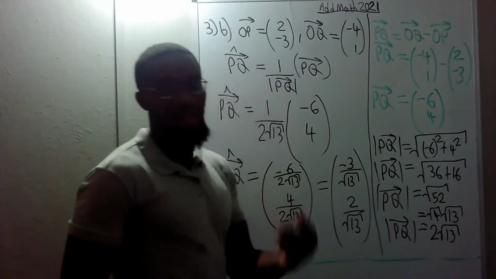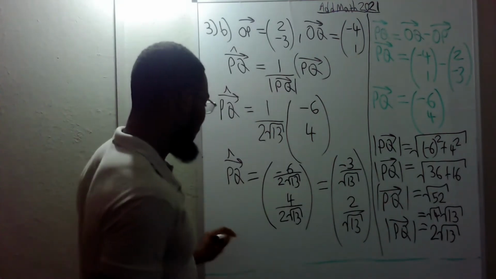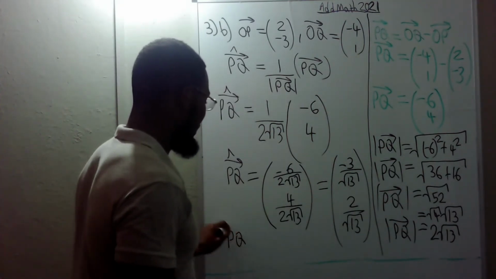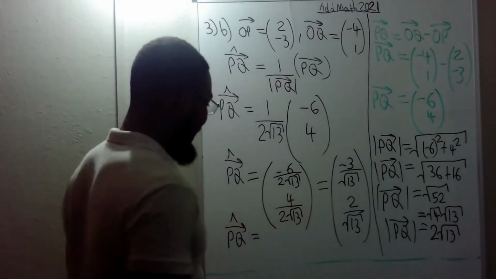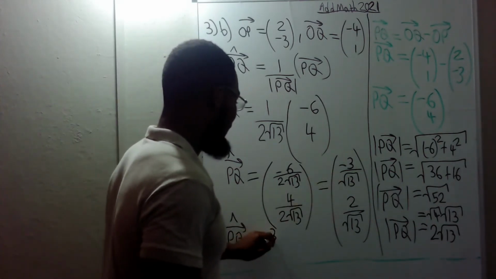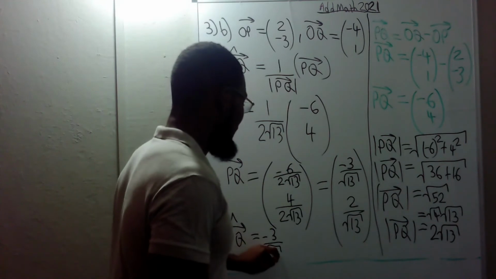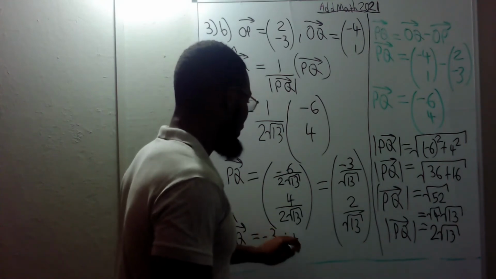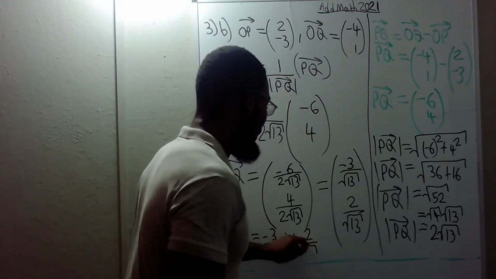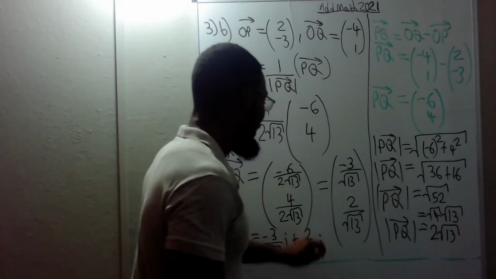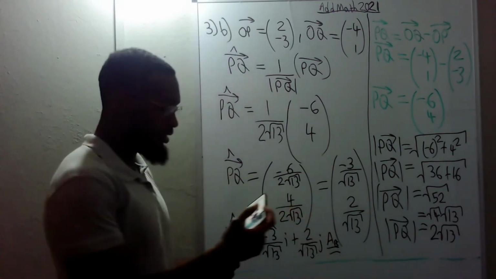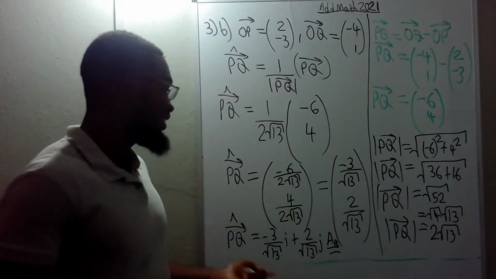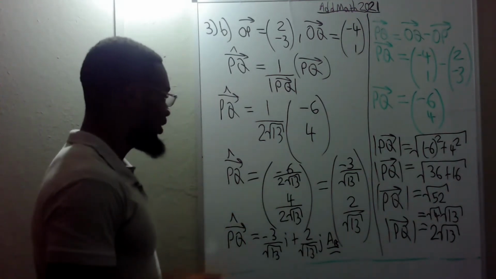Now guys, I like to write my answer in IJ form. Unit vector is equal to, in IJ form, negative 3 over root 13 i plus 2 over root 13 j. I just like to leave it in IJ form. That's it, guys. Very easy. Nice. That's your unit vector.